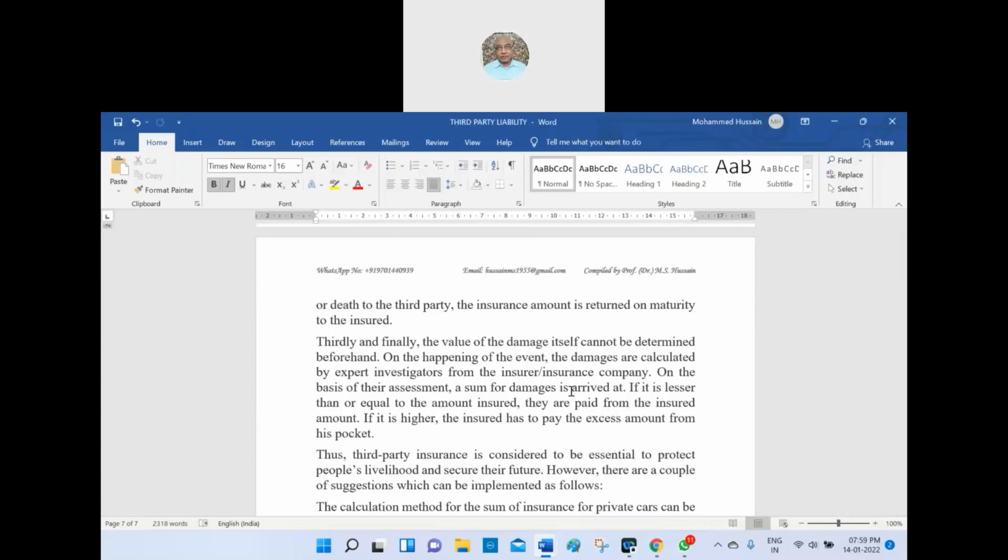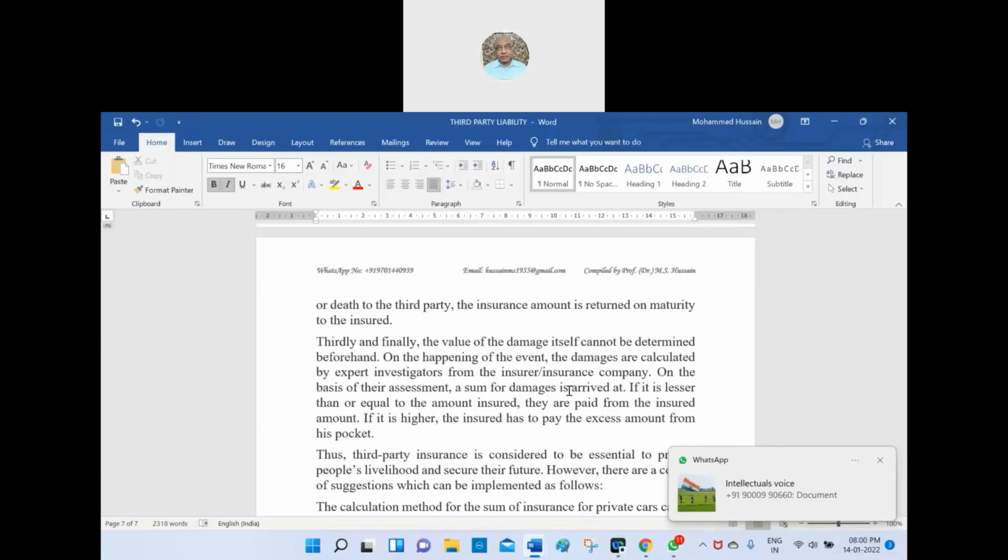Of course, if it is a government employee, government retirement age is now 61 years. In AP it has been enhanced up to 62. For UGC and other people it is 60 to 62. For national law schools it is 65. So, on the basis of this assessment, a sum of damages is arrived at.